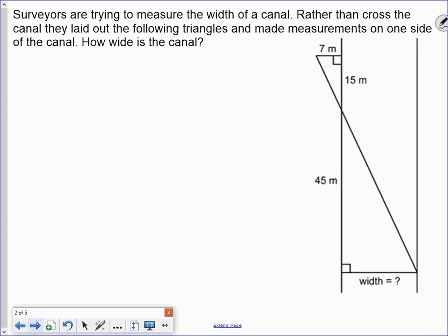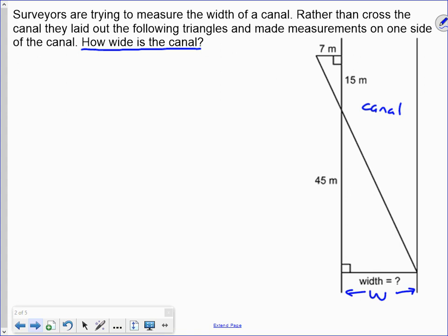So we'll start off with one like this where they give us a diagram to work with. Surveyors are trying to measure the width of a canal. Rather than cross the canal, they laid out the following triangles and made measurements on one side of the canal. How wide is the canal? So what are they asking us to find? Well, on our diagram, we want to find how wide is the canal. This is our canal right here, and the width of the canal, let's just mark it as W down here. So we want to find this distance across here.